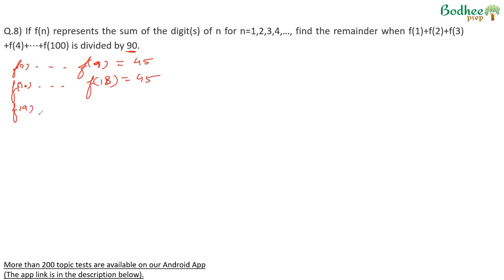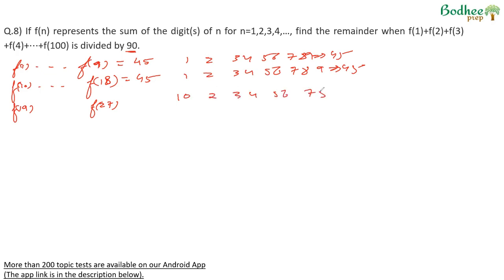From F19 onwards, things will change. For the first two series, it was 1, 2, 3, 4, 5, 6, 7, 8, 9, and the sum was 45. The next series also 1, 2, 3, 4, 5, 6, 7, 8, 9, and the sum again was 45. For this series, it will be 9 plus 1, 10, then 20, 2 plus 0, 2, 3, 4, 5, 6, 7, 8, 9. So instead of 1, we have a 10, so that sum will increase by 9 points. It will become 54. If we look at F29 to F36, now here we'll have two terms, 10 and 11.